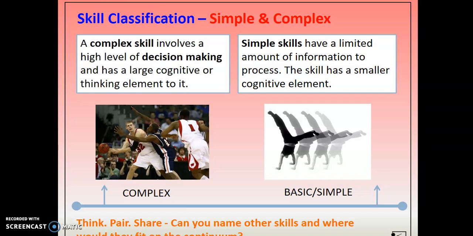Simple skills then are things that have a limited amount of information to process. The skill has a smaller cognitive element. So for example, running 800 meters. Okay, it's essentially quite a simple skill, a gross skill, but it's a simple skill because there's not as much to process other than, the gun goes, you start, you pace your race appropriately. You might have to consider where other runners are if you want to overtake them, things like that, but it is more of a simple skill.